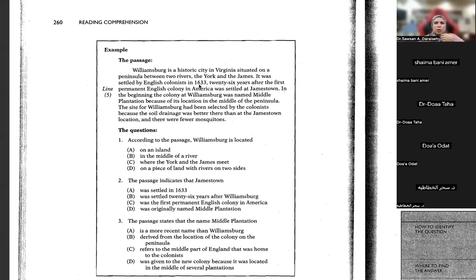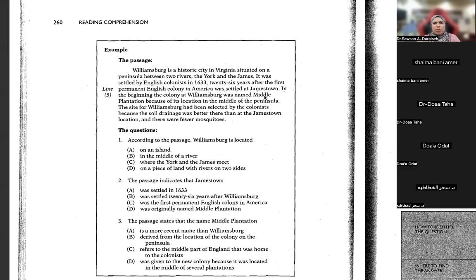So, 26 years after the first permanent English colony in America. So this colony was established after the first colony. The first colony in America was settled in Jamestown. So this is the first colony, okay, in Jamestown. In the beginning, the colony of Williamsburg was named Middle Plantation. So Williamsburg has two names. The old name is Middle Plantation. The new name is Williamsburg, okay?